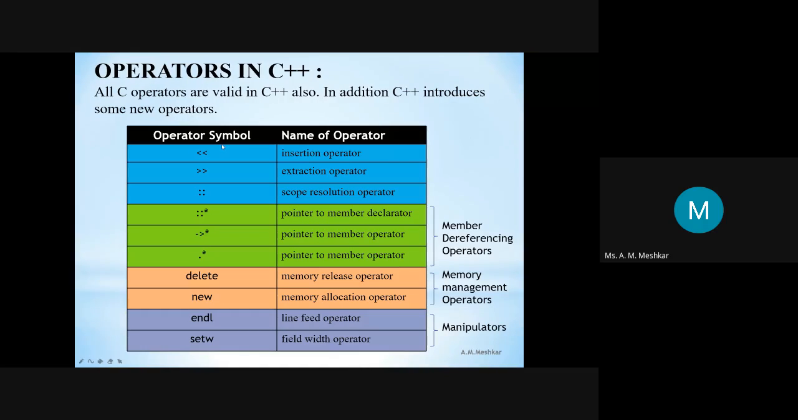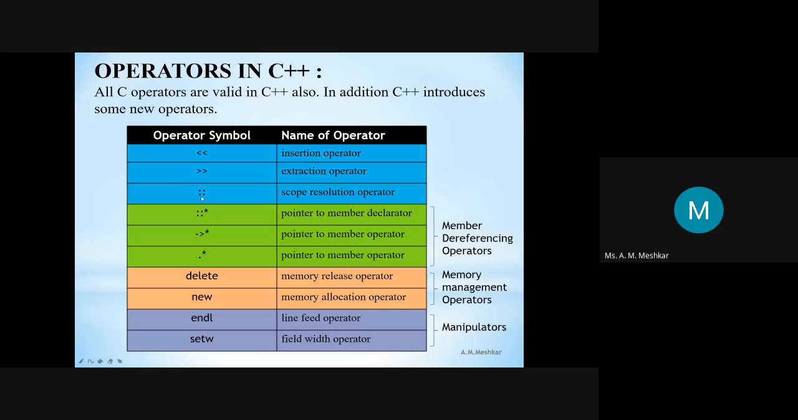Operators in C++. So in C++, a number of operators are used from C, but there are some new operators we are going to see here. The operators involved and their names are given. Just write them down fast. Among these, the first two operators we have already studied: the insertion operator, which is used along with cout to print a statement on the screen or any output stream, and the extraction operator, which is used along with cin to get the input from the user.